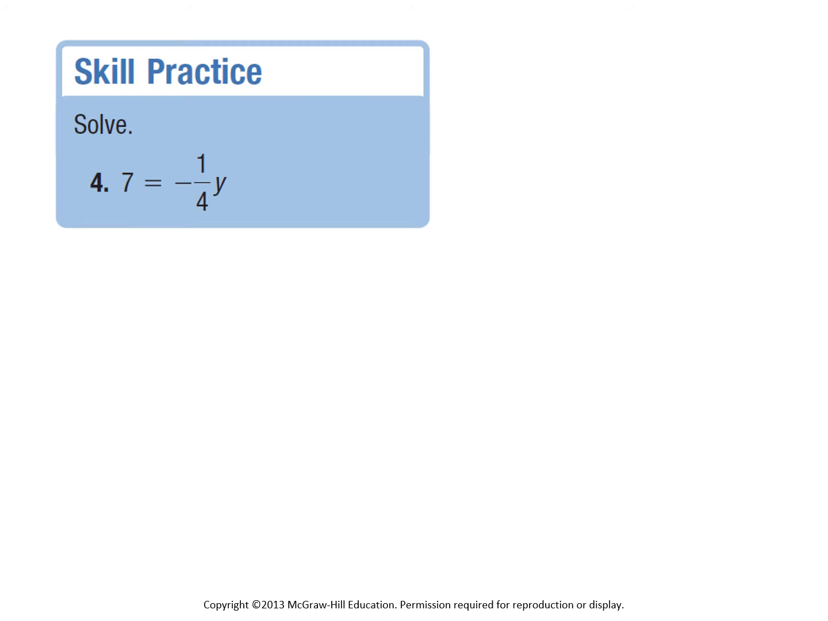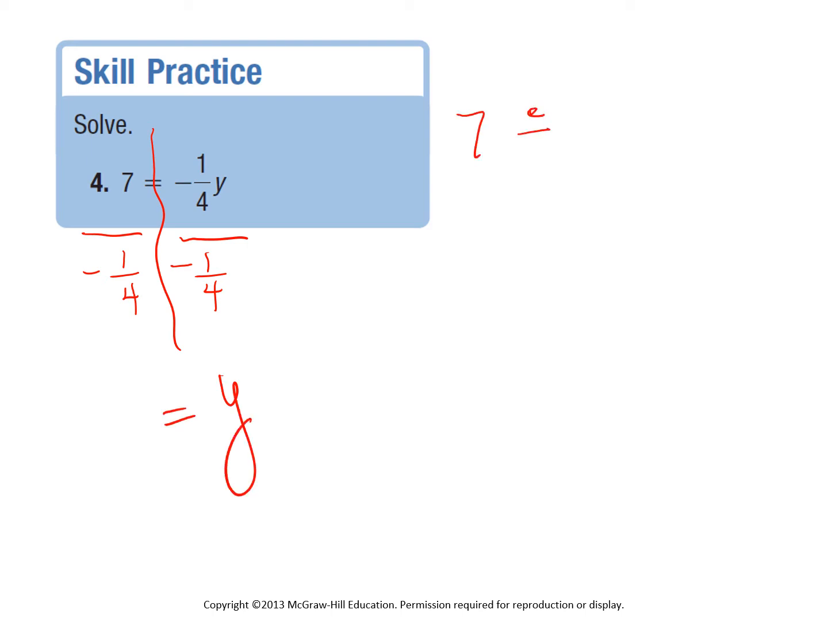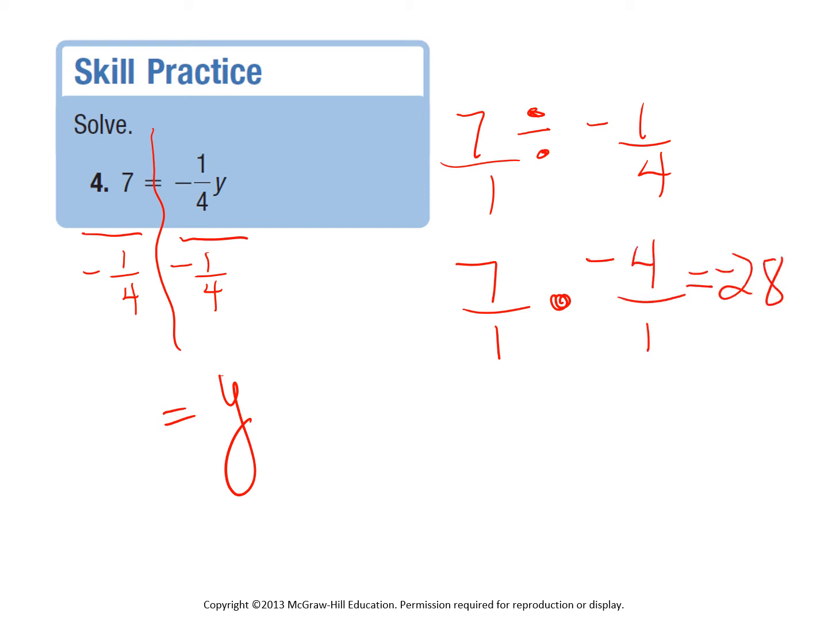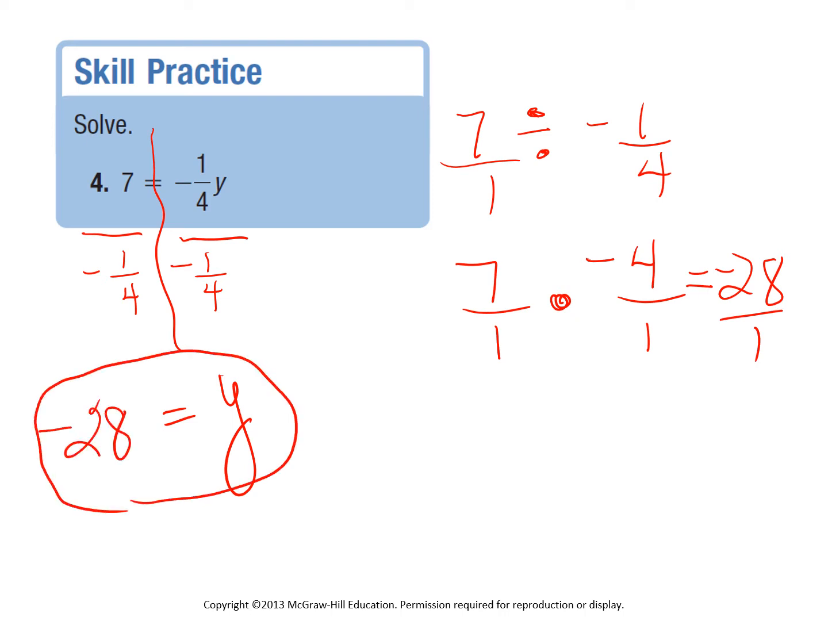So again, I'm going to eliminate a coefficient here. So I have 7 equals negative 1/4 y. And so again, I will just divide both sides by the coefficient, negative 1/4. So I have 7 divided by negative 1/4, which if I'm doing this by hand, it'll be 7 times negative 4/1, which is going to give me negative 28/1, or just negative 28.